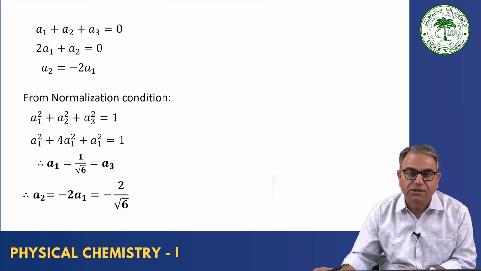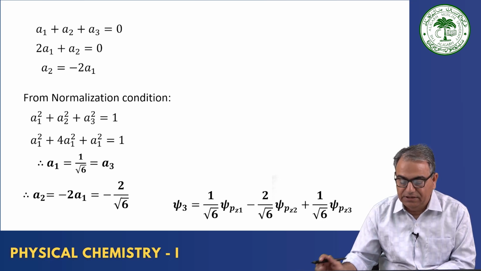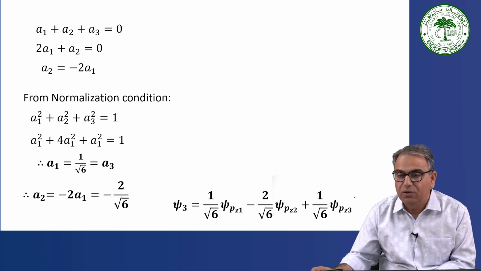All three coefficients for psi 3, the degenerate system, we got. We can write the wave function as 1 by root 6 pz1 minus 2 by root 6 pz2 plus 1 by root 6 pz3. So all three molecular orbital wave functions we have determined.